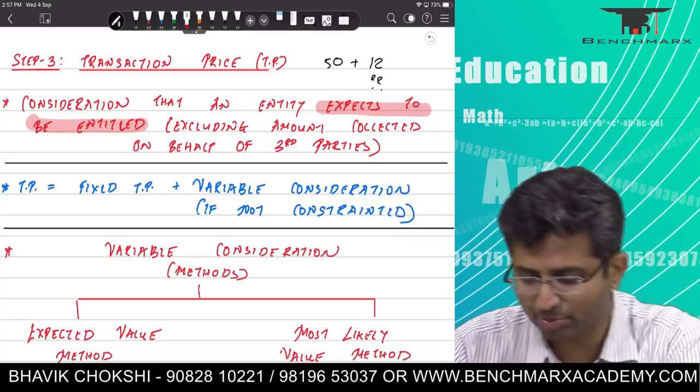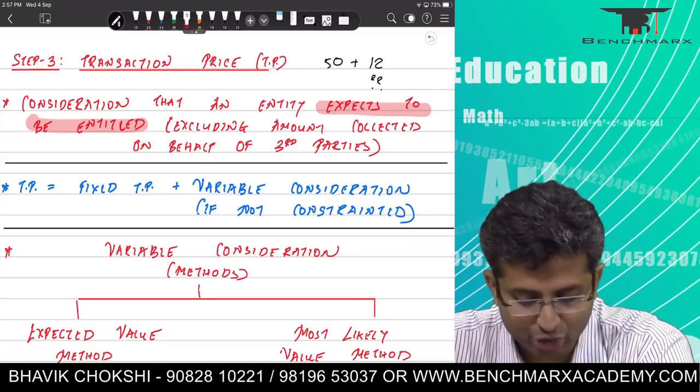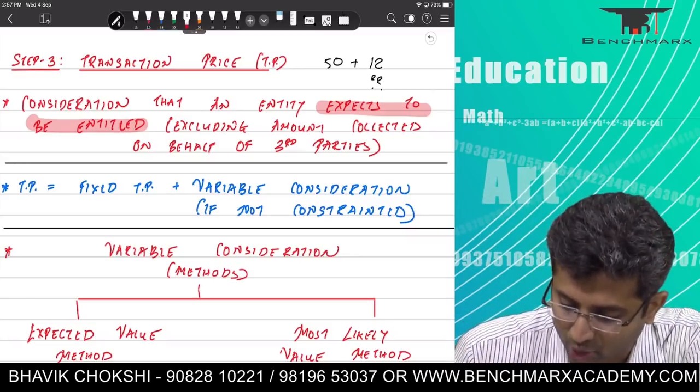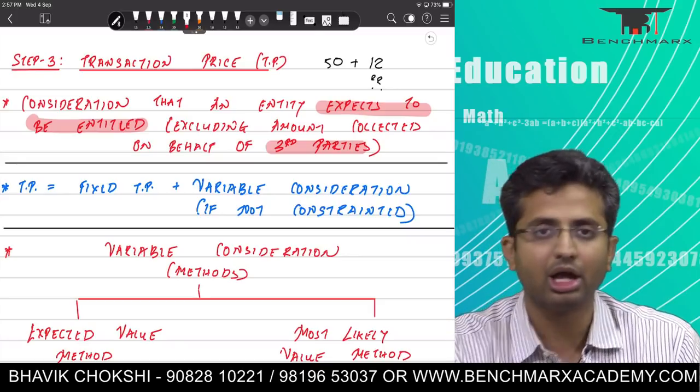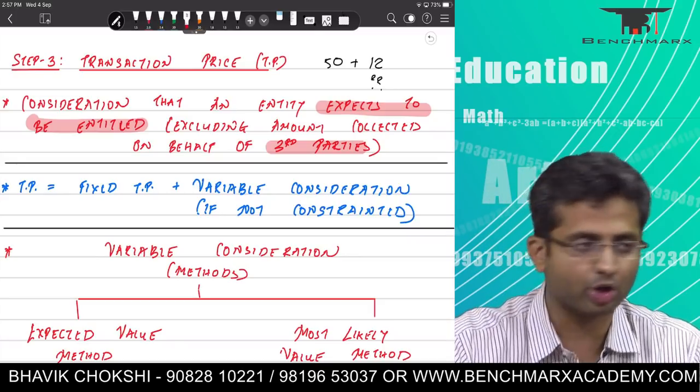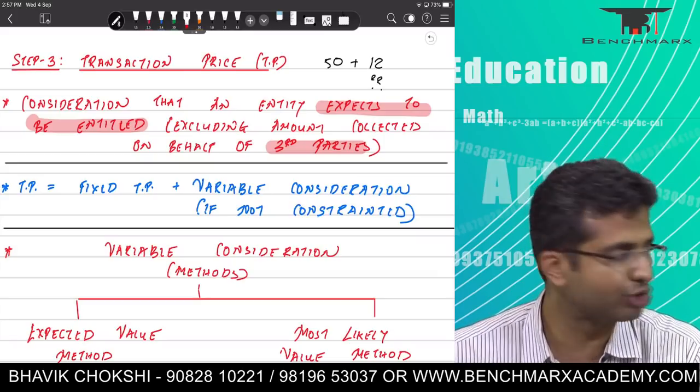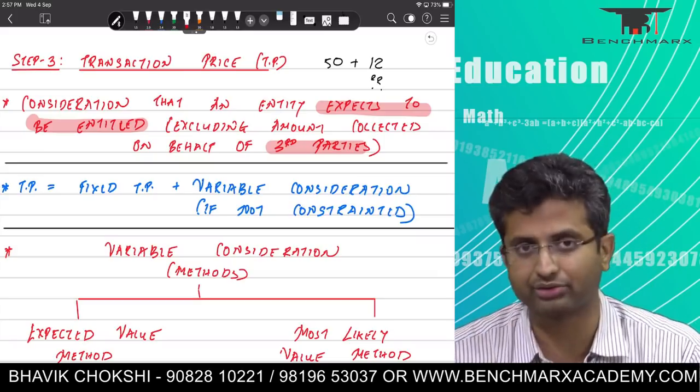Okay, so transaction price is consideration that an entity expects to be entitled to, which excludes the amounts collected from third parties. So something like GST that you collect from a third party will not be included in your revenue because you're collecting it on behalf of the government. It should not be a part of your revenue, quite naturally.